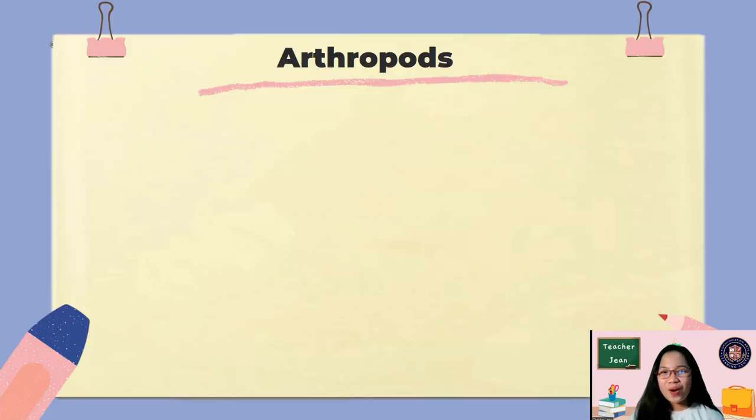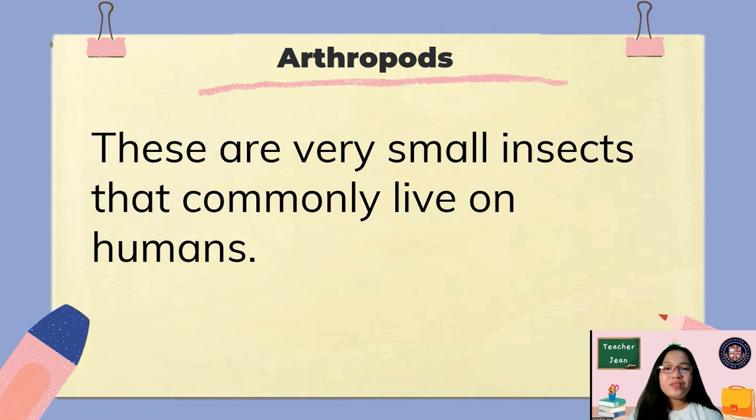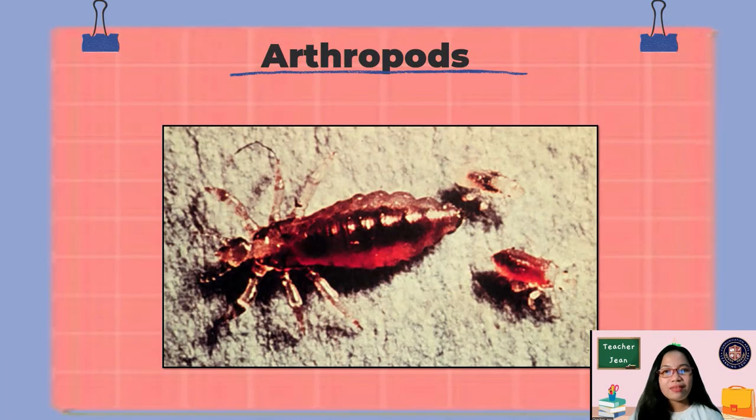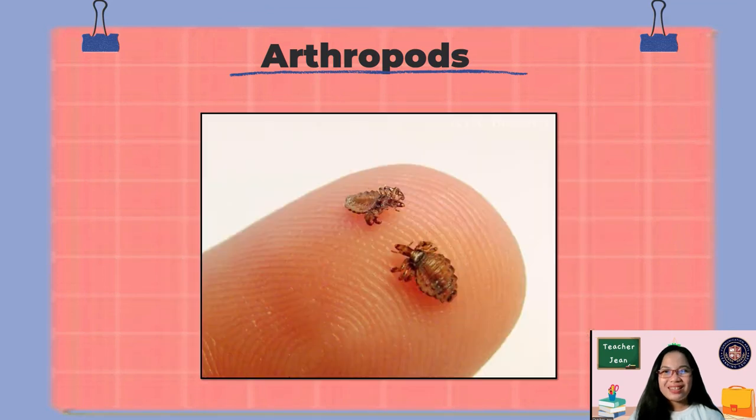Lastly, we have arthropods. These are very small insects. So they commonly live on humans, and then they are also called the head lice. So if you're not going to take good care of your hair properly, then probably you might be getting those.